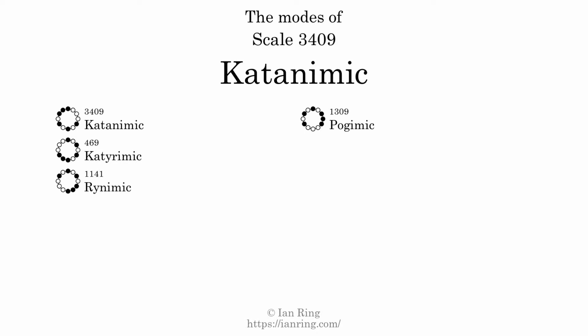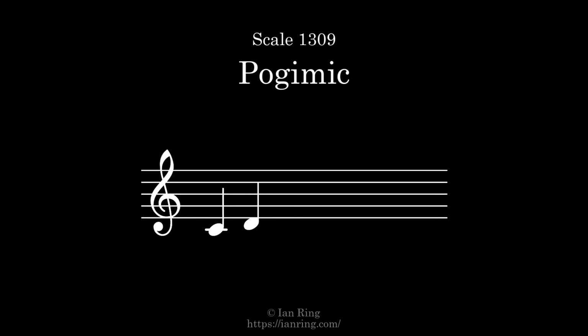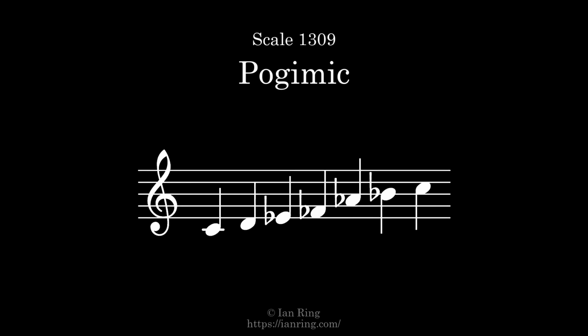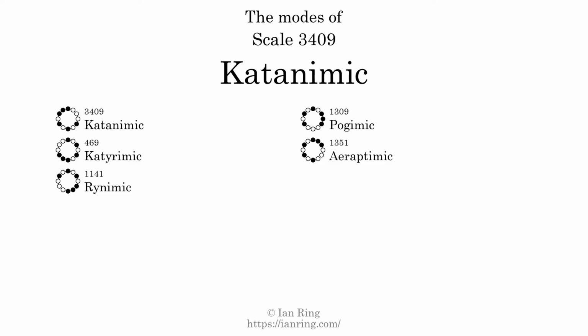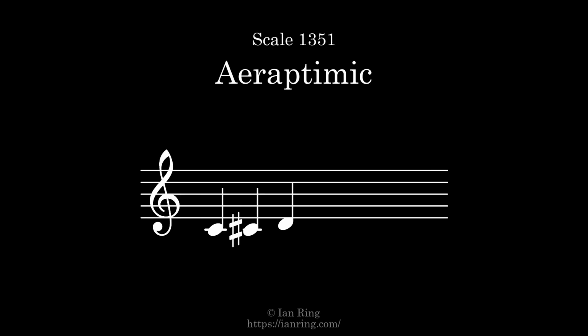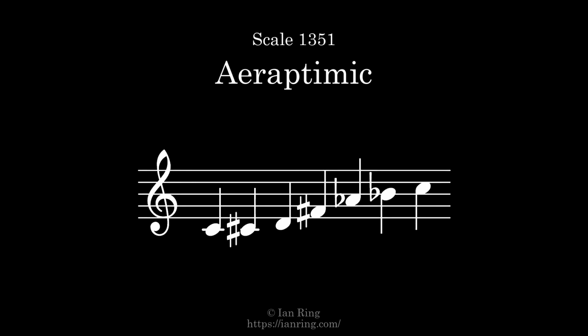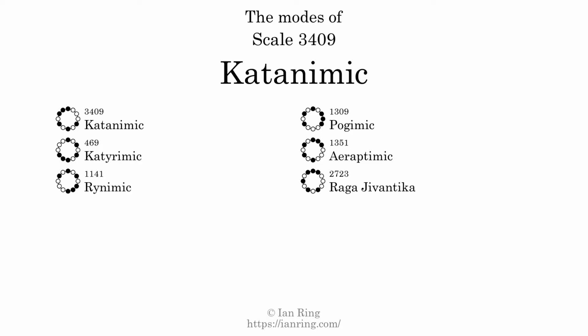The fourth mode is scale 1309, also known as Katanimic. It sounds like this. The fifth mode is scale 1351, also known as Heteromorphism. It sounds like this. The sixth and last mode is scale 2723, also known as Raga. It sounds like this.